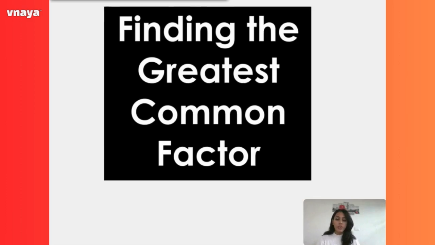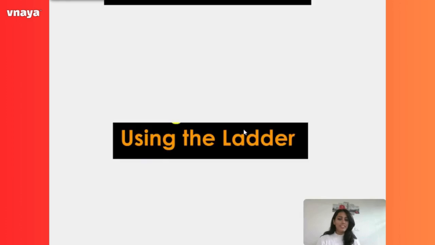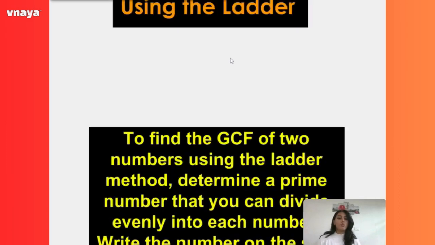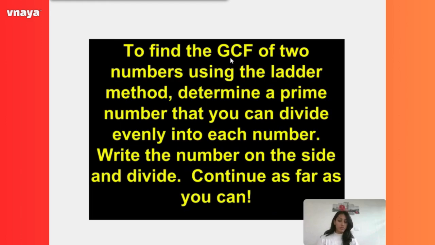So today we are doing the finding of greatest common factors, and what's the method we are using? That would be here. We are using the ladder method, and in other words we'll also consider the division method. Some of you have seen the ladder one, some you have seen the division. Basically both of them work almost the same. So let's discuss further. What is the ladder method and how do we process it?